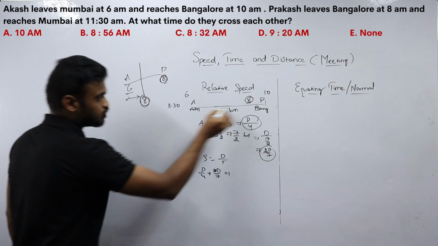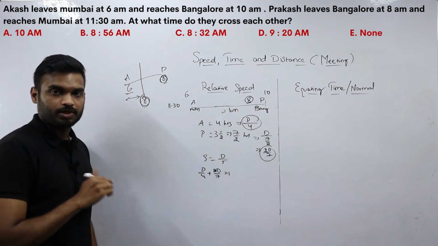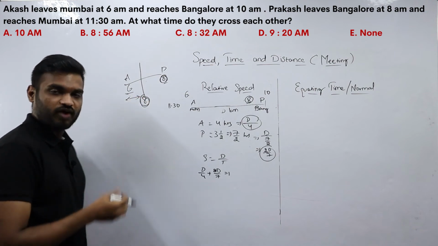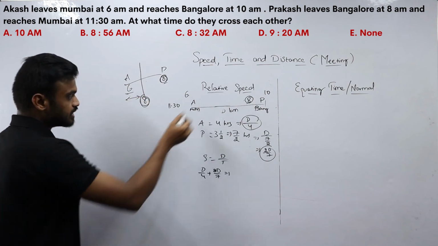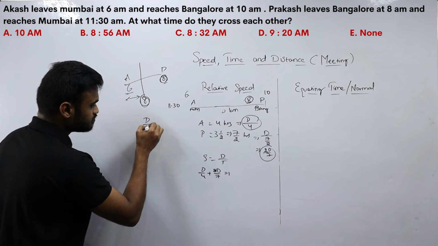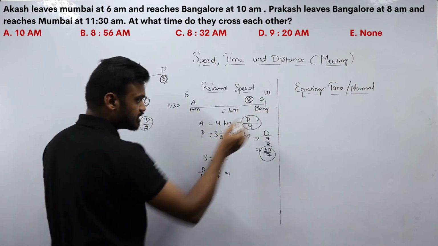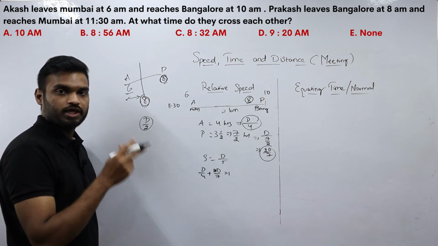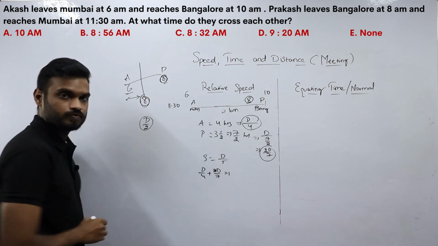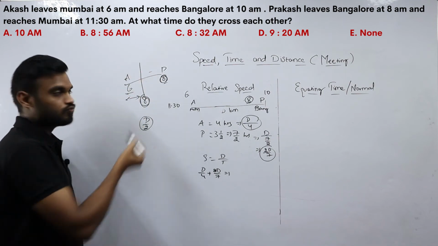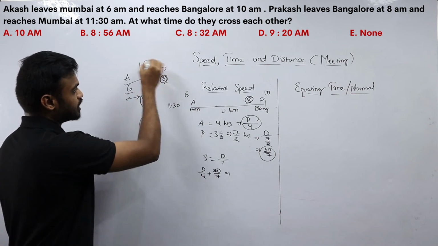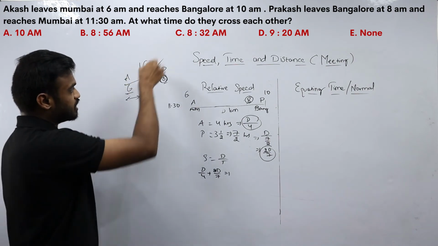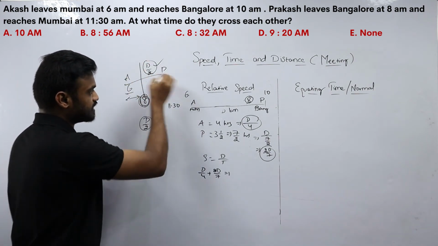For the total distance, Akash takes 4 hours. Now, up to 2 hours, that is 6 to 8 am, what is the distance travelled by Akash? That is only half of the distance, that is d by 2. Now what is the distance left over? Only d by 2. So here the distance is d by 2 when both persons start at the same time, that is 8 am and 8 am.